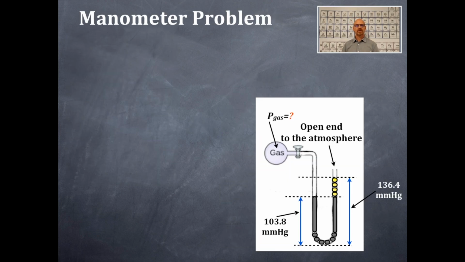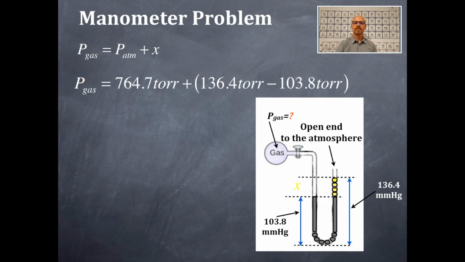So, same diagram. Now this is associated with the math solving for this problem. We are solving for x just like before. So the pressure of the gas in the flask is equal to the atmospheric pressure plus the additional height of mercury in the U-tube. So the atmospheric pressure was measured with a barometer at 764.7 torr. That was given in the problem. And then the difference in the height of the mercury at the two ends of the U-tube, and that is 136.4 torr minus 103.8 torr.